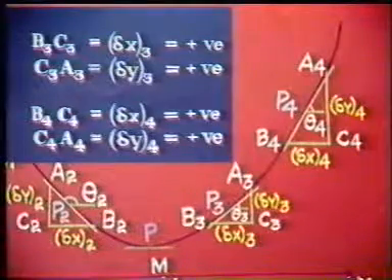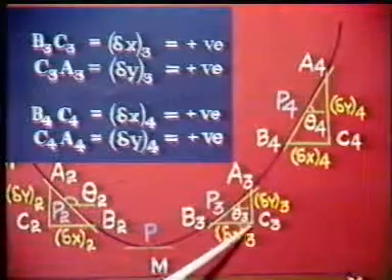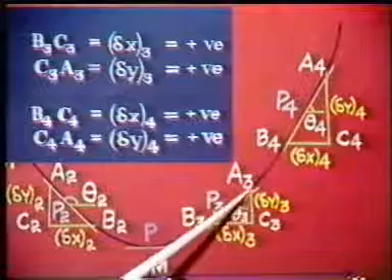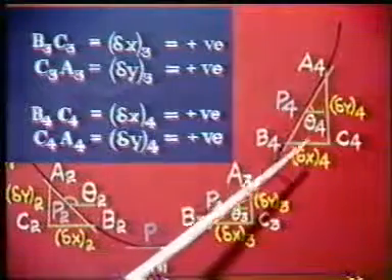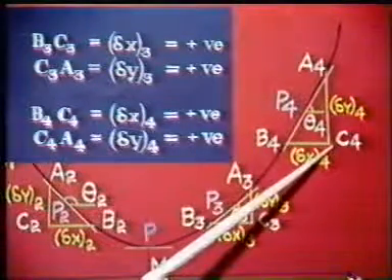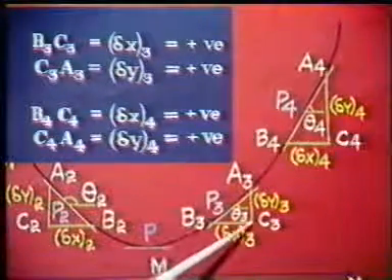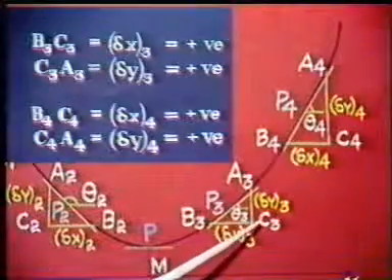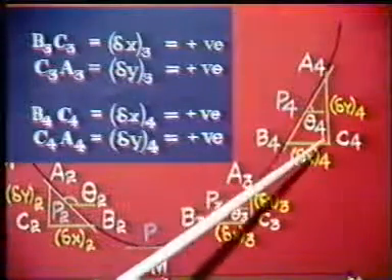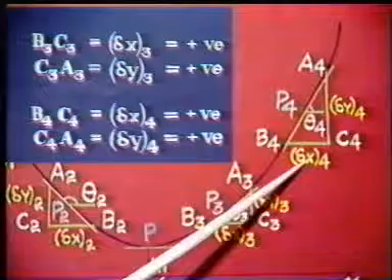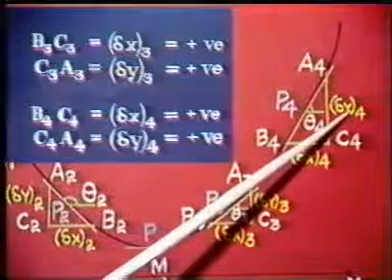As we move from point B3 to A3 along the curve, x increases by B3C3 and y increases by C3A3. Similarly, in moving from the point B4 to A4, x increases by B4C4 and y increases by C4A4. Thus, B3C3 is equal to delta x3 is positive, C3A3 is equal to delta y3 is positive, B4C4 is equal to delta x4 is positive and C4A4 is equal to delta y4 is positive.